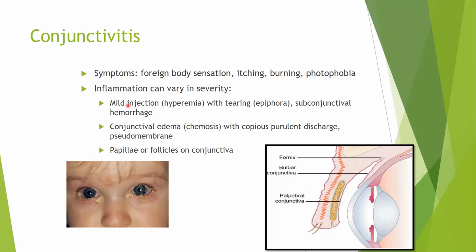So the inflammation can always vary in severity, right? You can have just some mild injection of the eye. You can have a little bit of tearing of the eye. You can have a subconjunctival hemorrhage. That's the hemorrhaging here of the conjunctiva. You can have some edema of the conjunctiva. You can have purulent discharge. You can also get these papillae or follicles in the conjunctiva itself.